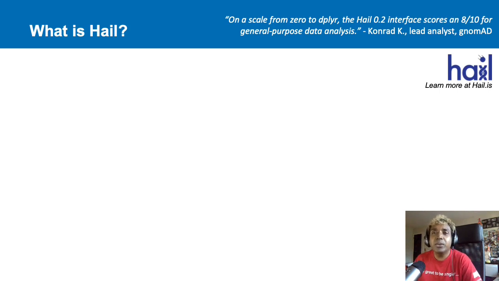So Conrad, who was the lead analyst for Nomad and now is a PI in his own right, quoted this to us about 3 years ago. On a scale of 0 to dplyr, dplyr is a tool that is used very commonly in data science for R, the HAIL 0.2 interface scores an 8 out of 10 for general purpose data analysis. And I feel this is such a big compliment coming from Conrad, who deals with one of the largest data sets known to mankind for genetics in Nomad.